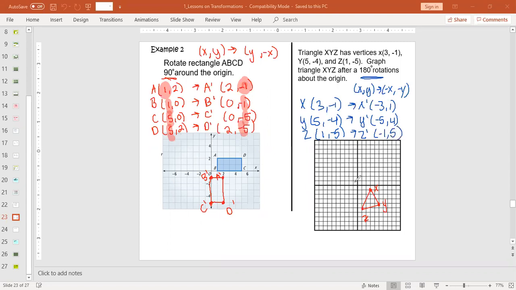It's that easy. So -3, 1 is my x prime. Negative 1, 2, 3, 4, 5, up 1, 2, 3, 4 is my y prime, and negative 1 up 1, 2, 3, 4, 5 is my z prime. There is my 180-degree rotation.